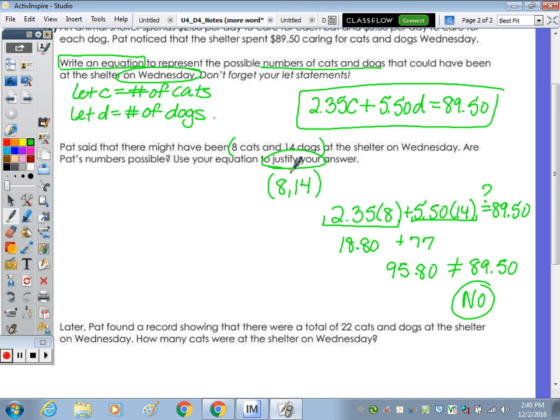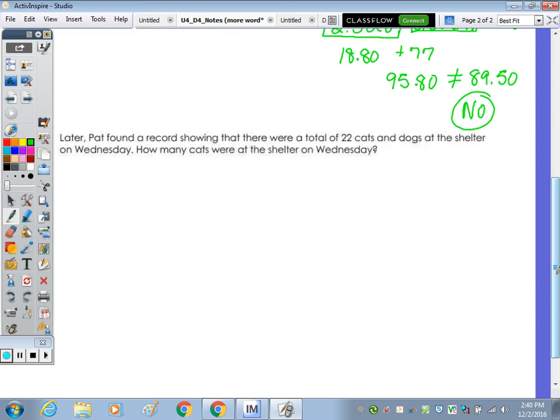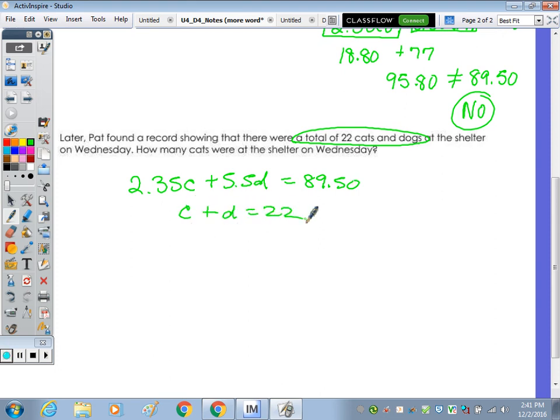Last part. Later, Pat found a record showing that there were a total of 22 cats and dogs at the shelter on Wednesday. So with that second piece of information, we can determine the exact number of cats and dogs. So this equation, a total of 22 cats and dogs, let's write our one equation from above, 2.35c plus 5.5d equals 89.50. This equation for a total, Sarah? C plus D equals 22.